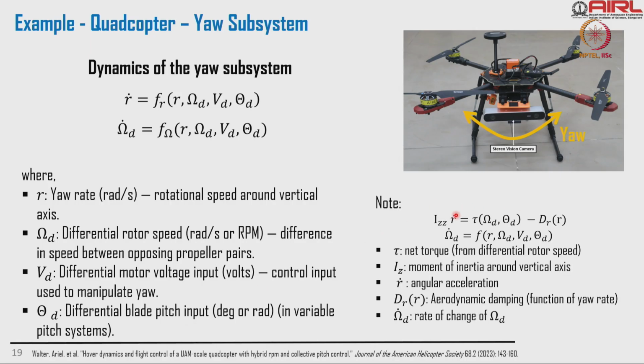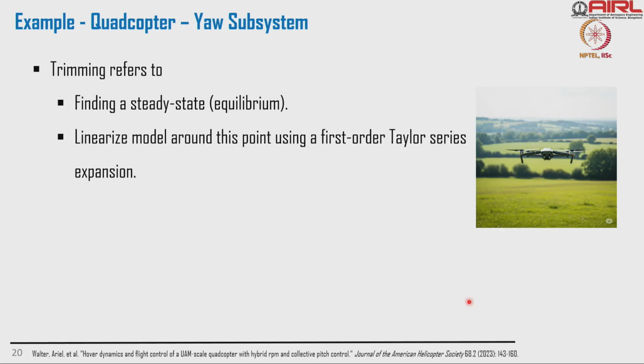And also just understand this, R dot depends on Izz, that R dot is tau, omega d and theta d, and dr of R, and omega d will be again a function of it. Tau is the net torque that could be present. Izz is the moment of inertia of the vehicle about the vertical axis, right. So, dr is aerodynamic damping which is present. We talked about all this in the modeling of dynamical systems, the drone modeling, right. Now, what I am going to do is take a trim of that particular drone which we are operating, right.